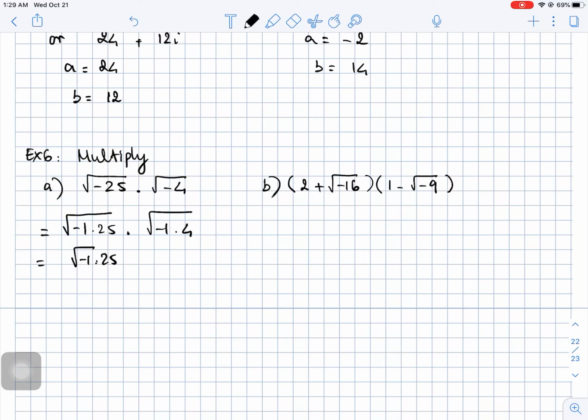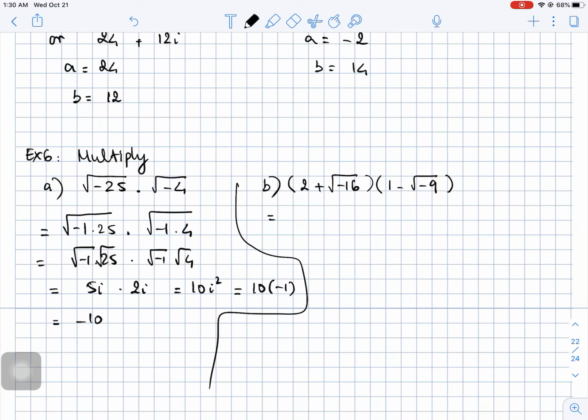Number 6, we want to multiply, and of course, first of all, we need to simplify the square root of a negative number. We will separate the square root of -25 and the square root of -4 as -1 times 25 and -1 times 4. Then we separate the -1, and we will get 5i, and for the second part, we separate the -1 and 4, then we will get 2i.